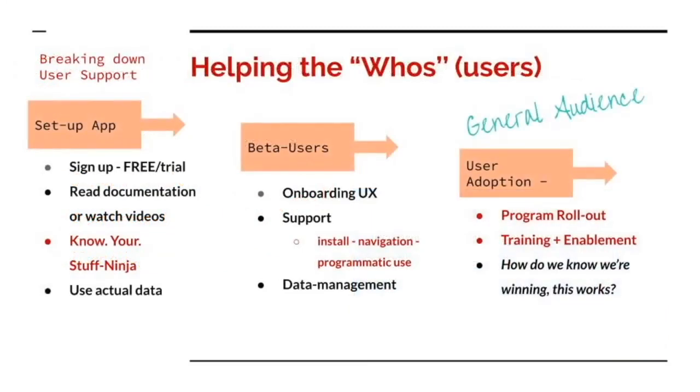Now, if this is just an app and research project that you're doing for yourself, this is still great. This is still something that you can use for yourself to keep yourself organized. When we're talking about user testing and support experience, we can break this process down into 3 different parts. Setting up the app, supporting the beta users, and then helping the end users, the general audience, adopt our new process and platform.